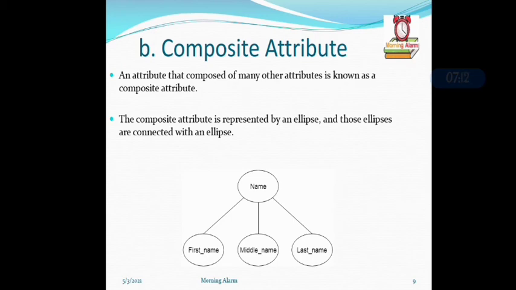The next one we have is composite attribute. An attribute that composed of many other attributes is known as composite attribute. It is represented by an ellipse and those ellipses are connected with an ellipse. In the example we see name, which is composed of first name, middle name and last name. The first name, middle name and last name, three together define the name attribute. So the name attribute is the composite attribute here.